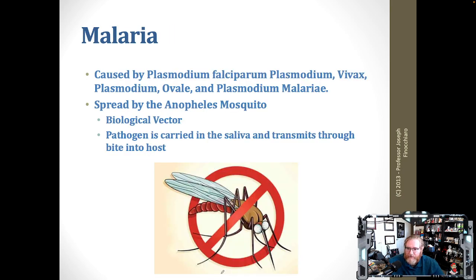We now have malaria caused by Plasmodium falciparum, Plasmodium vivax, Plasmodium ovale, and Plasmodium malariae, spread by the Anopheles mosquito.